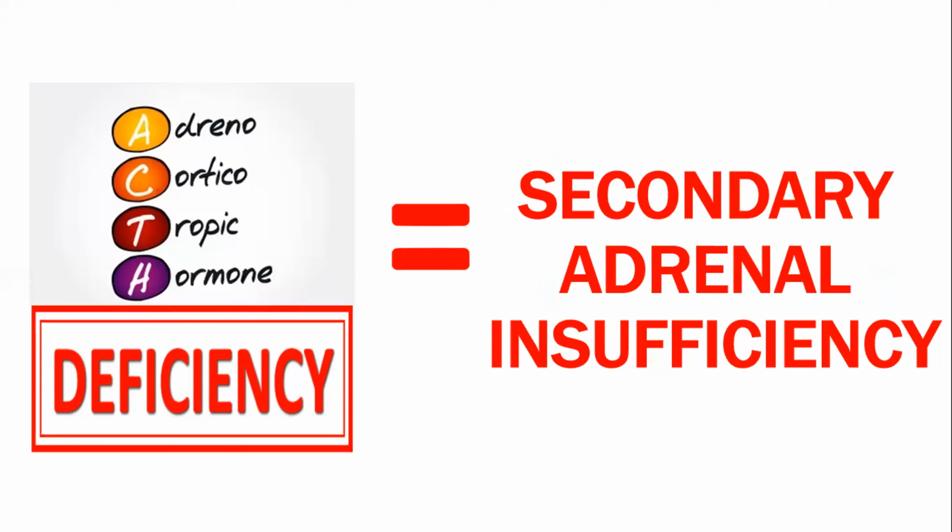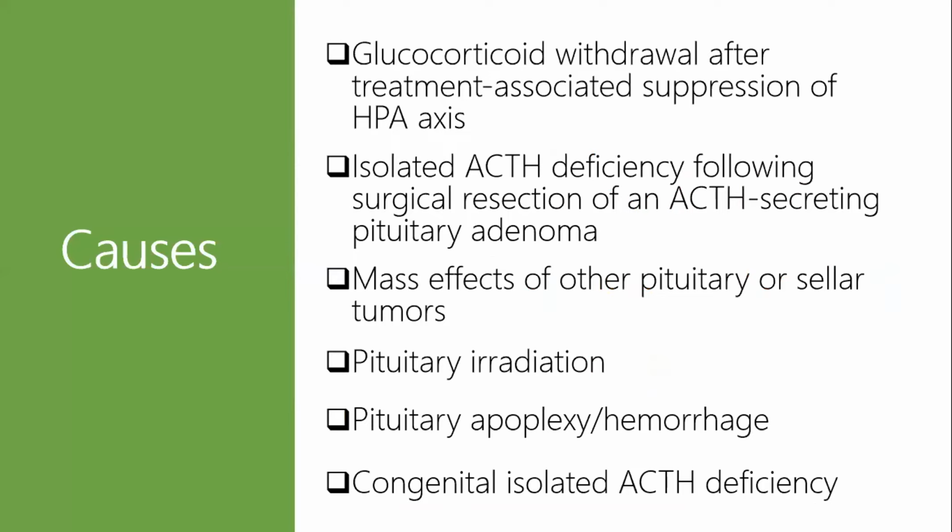The causes of secondary adrenal insufficiency are as follows: glucocorticoid withdrawal after treatment-associated suppression of the HPA axis, which is actually the most common. Next is isolated ACTH deficiency following surgical resection of an ACTH secreting pituitary adenoma, mass effects of other pituitary or cellular tumors, pituitary irradiation, pituitary apoplexy or hemorrhage, as mentioned earlier by Dr. Marabiles, and congenital isolated ACTH deficiency.